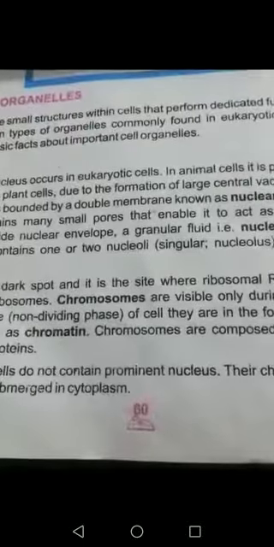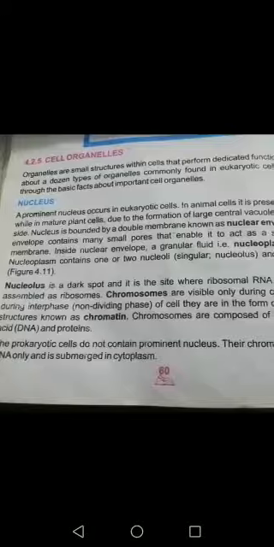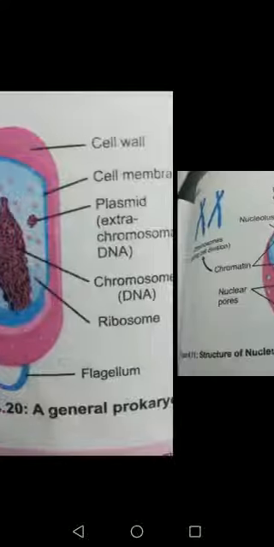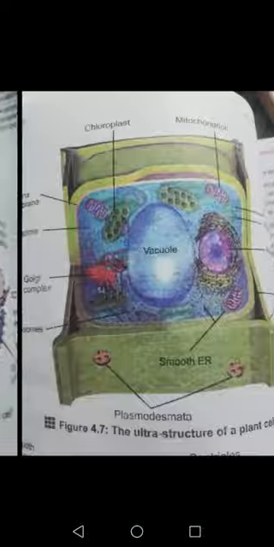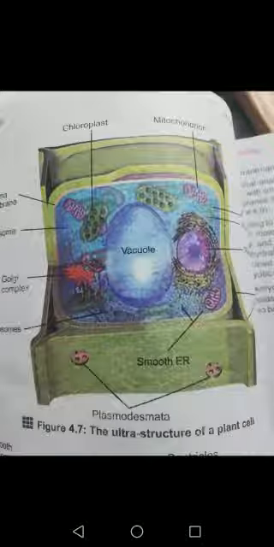The first organelle we will discuss is the nucleus. The nucleus, as you know, is like the brain of the cell, and a prominent nucleus is present in eukaryotic cells. For example, this is a eukaryotic plant cell, and this is an animal cell. Both the plant cell and the animal cell have a nucleus.